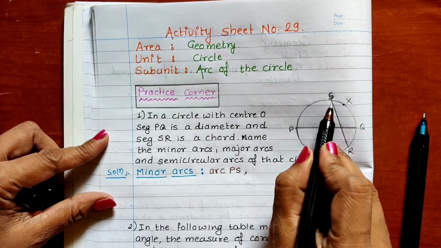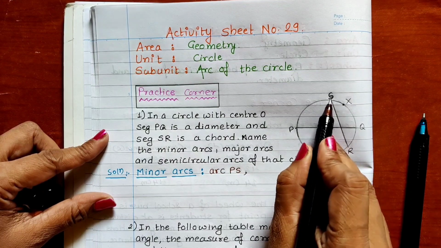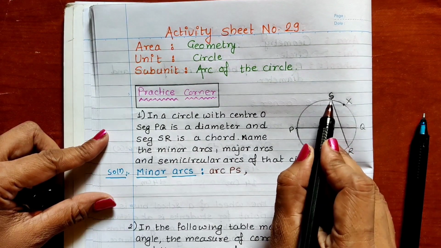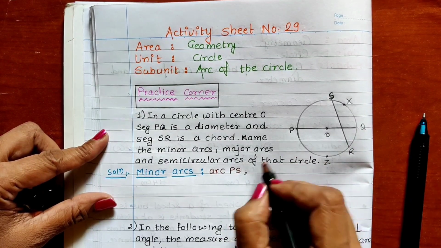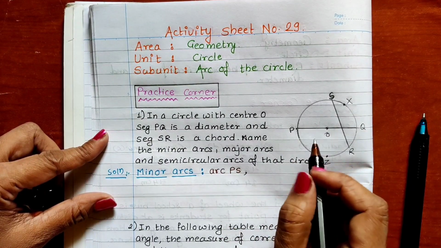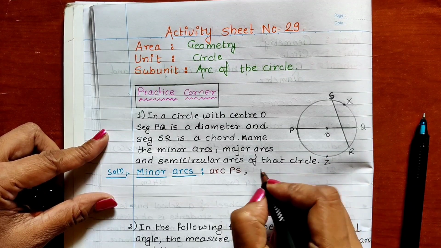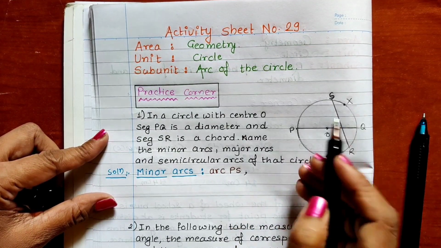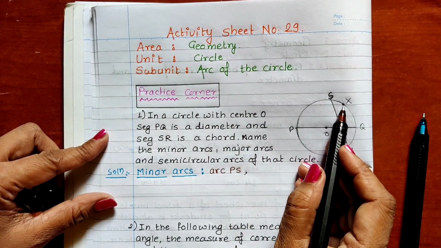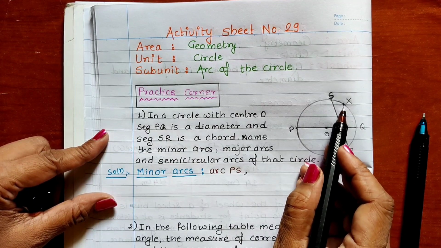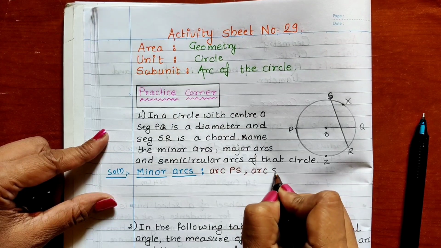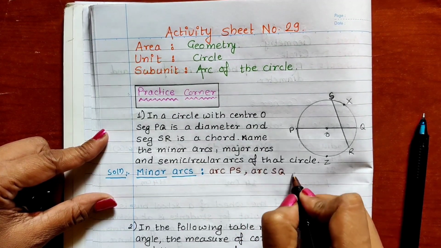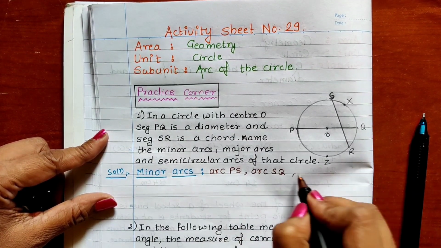Now if I see this arc SX, it is also a minor arc. I can write arc SQ, which is also a minor arc. As many minor or smaller arcs as you can see, you can write that many names. So I will be writing arc SQ. You can write arc SX, arc XQ. Okay, I will be writing arc SQ directly. Then arc QR.